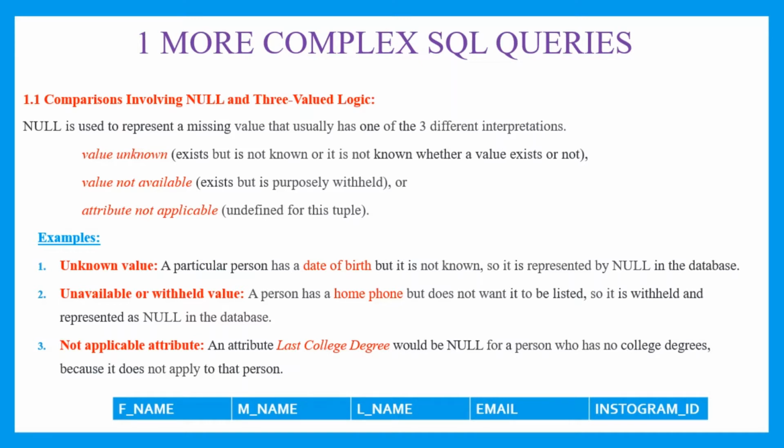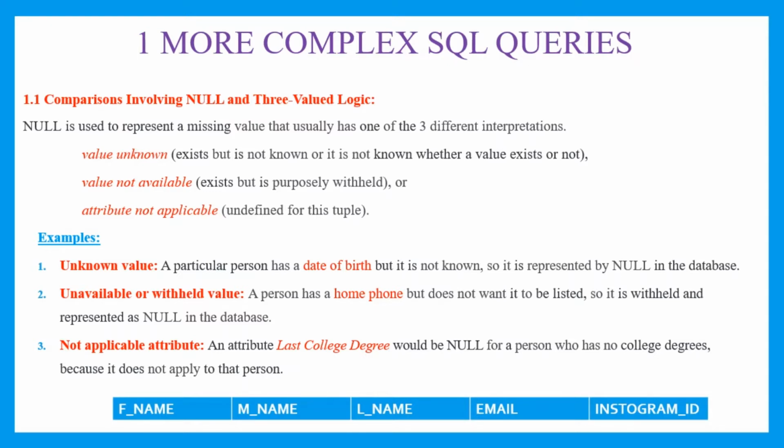And what is three-valued logic? Normally, the result of a logical expression is true or false. However, when null is involved in the logical evaluation, then the result is unknown. This is called three-valued logic: true, false, and unknown. The result will be unknown when you make any comparison with a null value. For example, I am comparing null with 0. The result will be unknown.